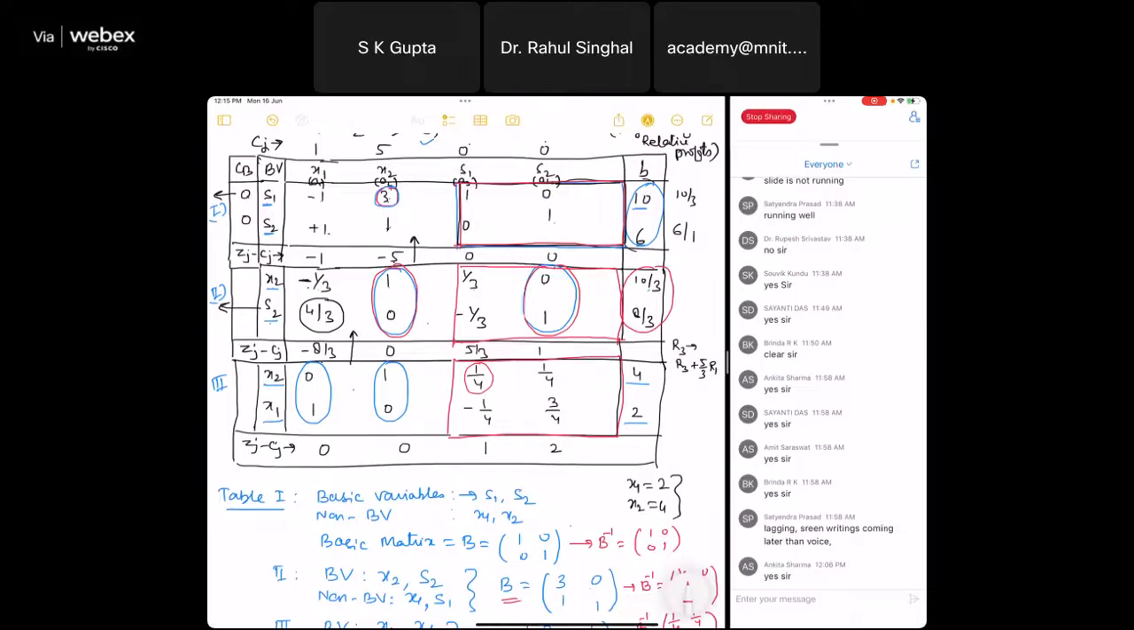Number two, suppose you go for the second table, right? In the second table, suppose I want to find out how we can find this value using B inverse, right? This is very easy to find out using B inverse. See, what is B inverse of this table? Table 2, right? B inverse is this, right?